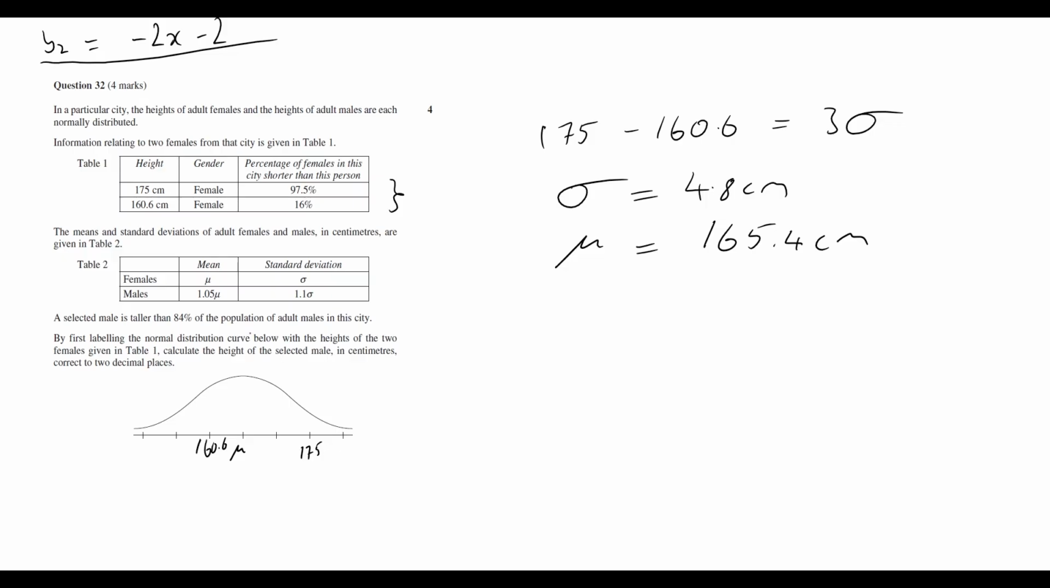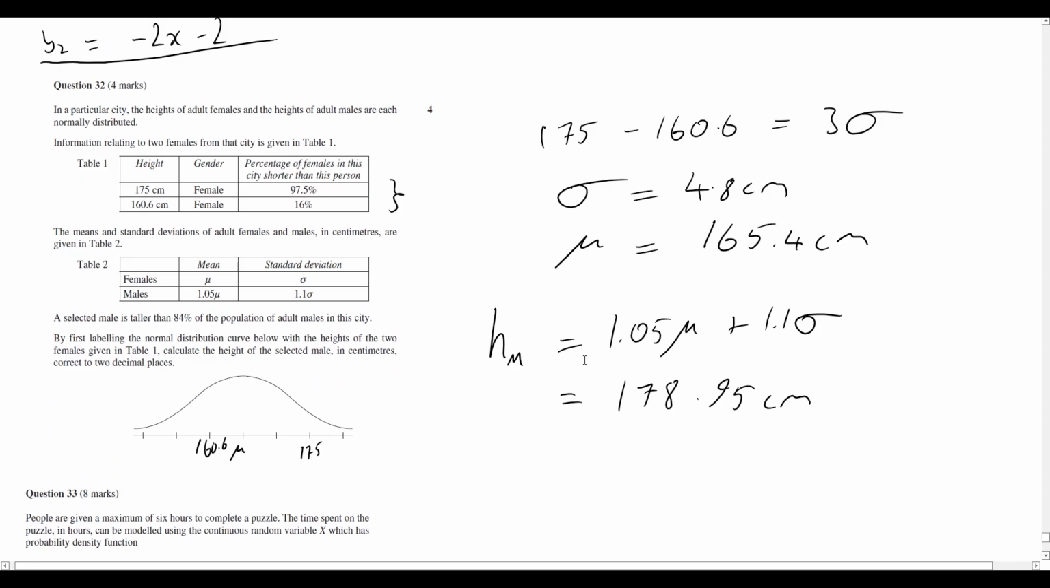So if this male is to be taller than 84% of all men, then that means that they're exactly 1 standard deviation above. And so what we can say now is that the height of the male, so I might write it like this, h sub m, is now going to be equal to 1.05 mu, so the mean, plus, and because it's only 1 standard deviation above, it now just ends up being plus 1.1 sigma. And so working that out, we get a value of 178.95 centimeters. And there we are.